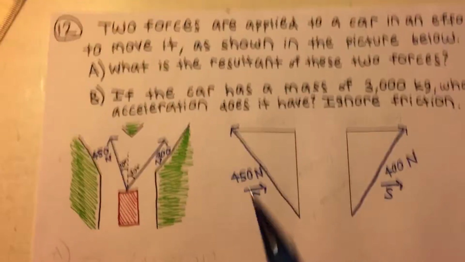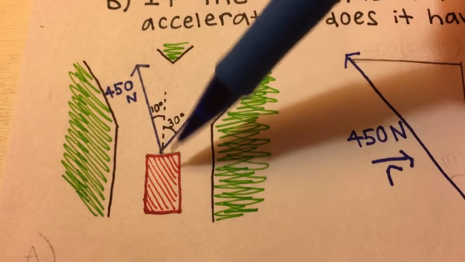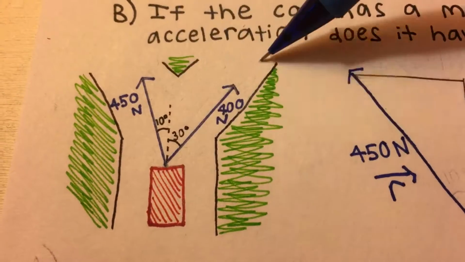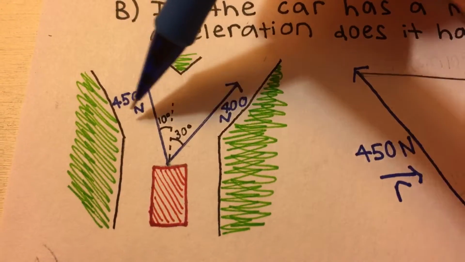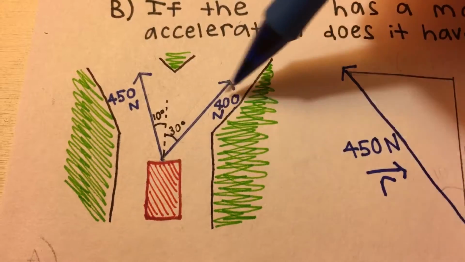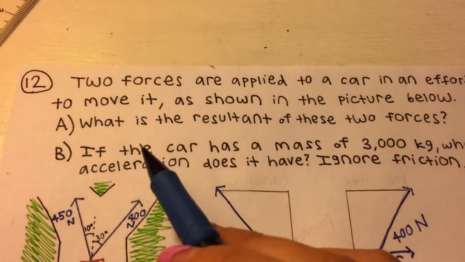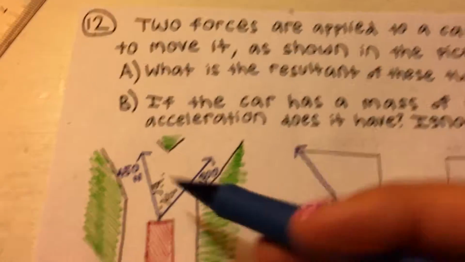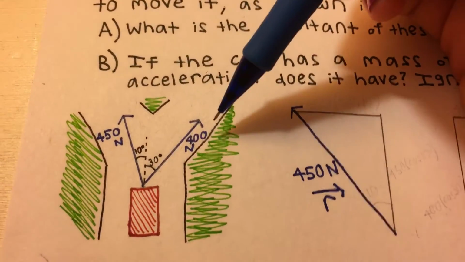Ignore friction. So in our picture, we have a red car here, and it's being pulled by two forces. So one force is 400 newtons and the other force is 450 newtons, and they're both at angles. So this force is at a 30-degree angle and this force is at a 10-degree angle. So to answer this question, what is the resultant of these two forces? We need to look at our forces as vectors.